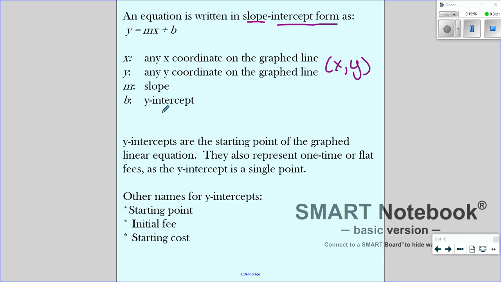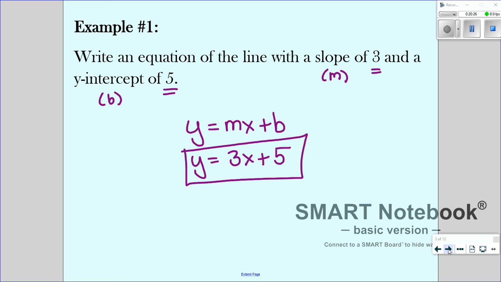When it comes to plotting points to create a line on a graph, you start with your b and you use your m to figure out your direction, up or down, and left or right. There are many ways to represent y-intercept: starting point, initial fee, starting cost, one-time or flat fee. If they tell you right away it's slope or y-intercept, you know y-intercept is b, slope is m, and you plug those two pieces of information into the y equals mx plus b equation, and you have your equation of a line.